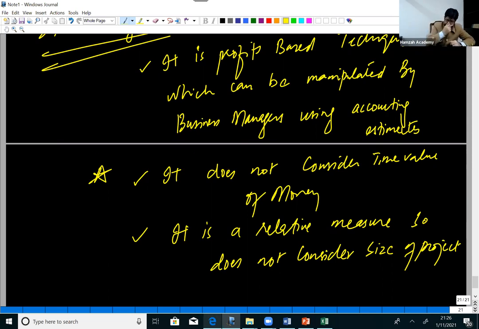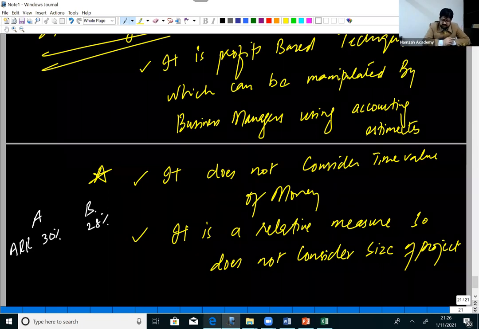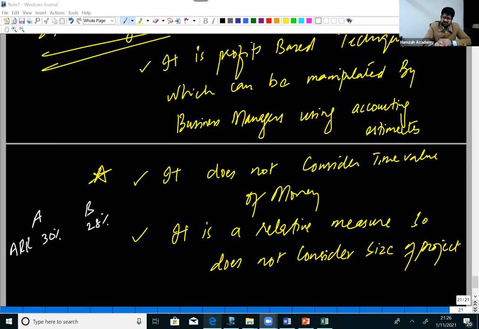Now, just see here. Let me explain this point. Project A and Project B. Its ARR is 30%. Its ARR is 28%. So, which one should be chosen? Tell me. Which one is preferable? Answer is quite simple. A. Exactly.